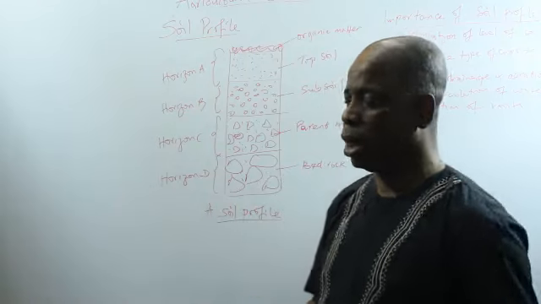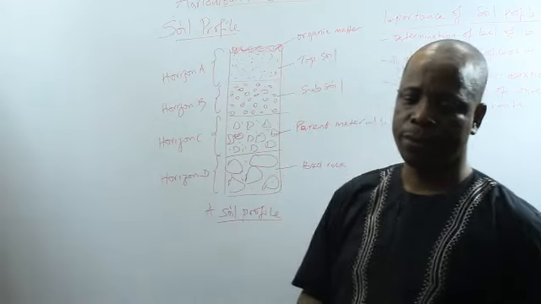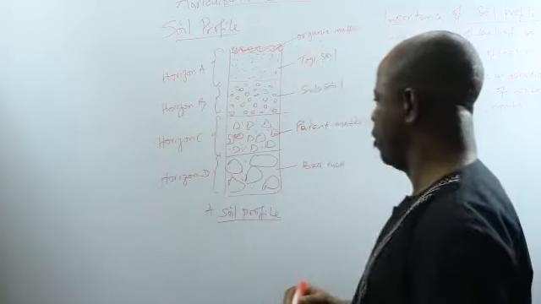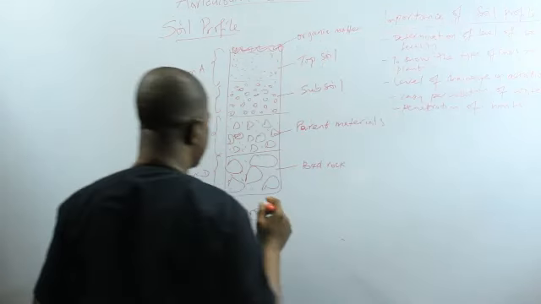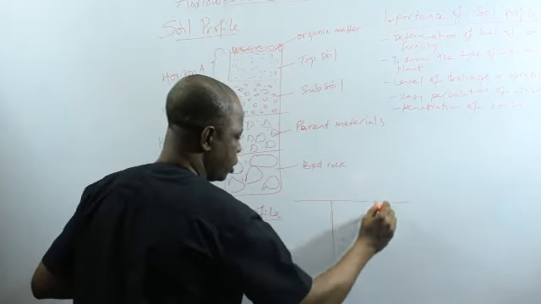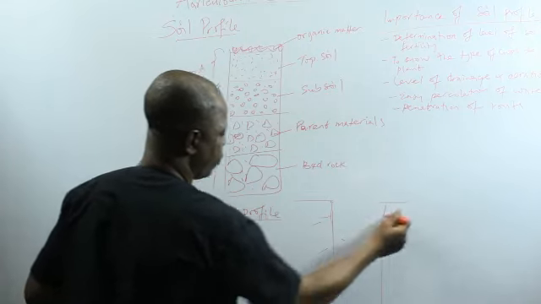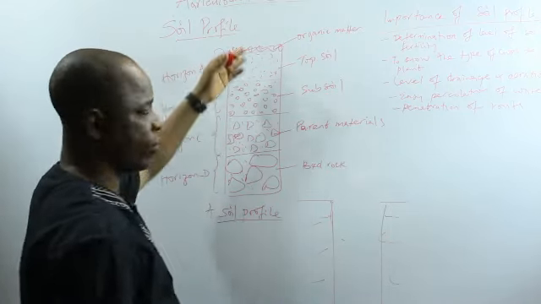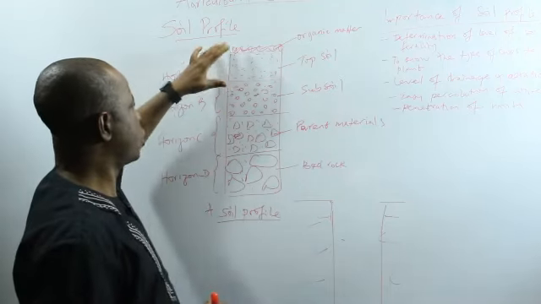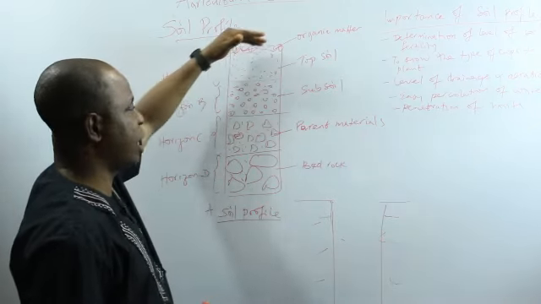Now, in a complete soil, we have 4 horizons: horizon A, B, C, and D, plus a level of organic matter on top of the soil. So if you have soil and then you dig down into it to look at what you have inside the soil, this is what you are going to have. You are going to see that in a complete soil, the soil is broken into 4 compartments, and then you have a level of organic matter on top.